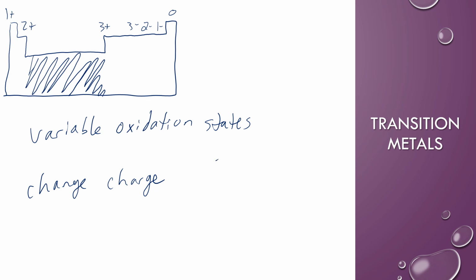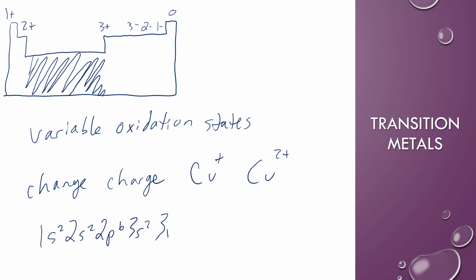So like copper, for example, can form copper with a +1 charge, and it can form copper with a 2+ charge. 2 different charges of transition metal. Now, the reason for this is because the transition metals have electrons in a D sublevel. So as soon as you get to the transition metals, so 1s2, 2s2, 2p6, 3s2, 3p6, 4s2, 3d1 would be like the first one.